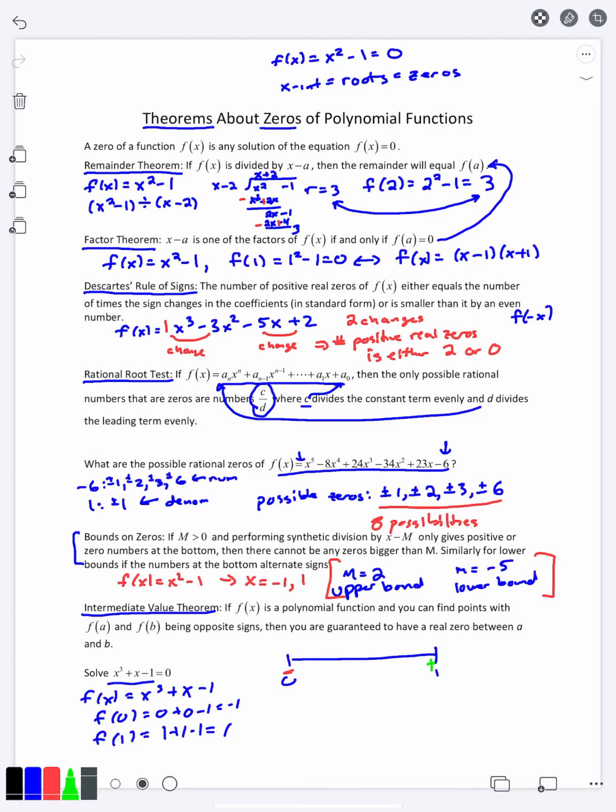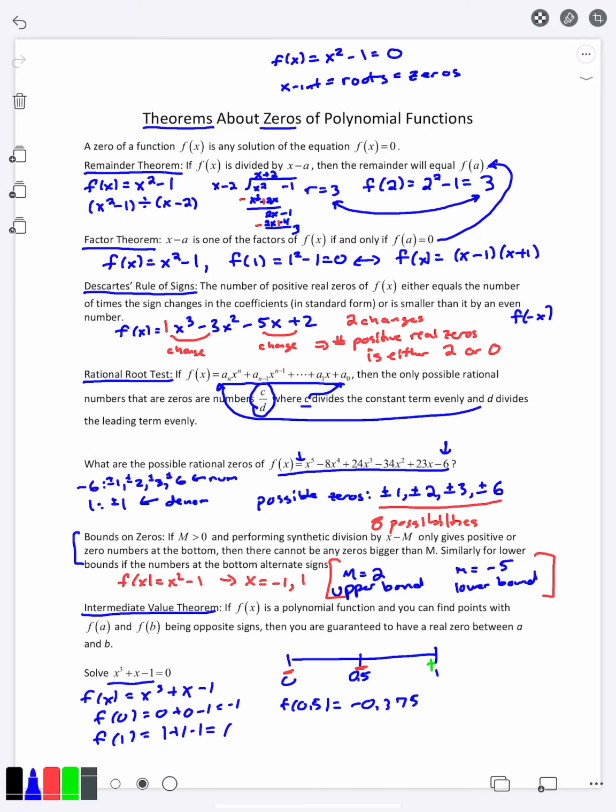Now, at this point, let me show you what a computer could do. A computer could say, okay, it's somewhere between 0 and 1. Well, let's break that up into two parts. Let's go to the 0.5 here. And then let's go ahead and plug in 0.5 into my calculator or computer program. I'm going to get a -0.375. So what that means at this point here, it's negative. So now I know that there's an answer somewhere between 0.5 and 1, because that's where it went from negative to positive. So I've narrowed things down.